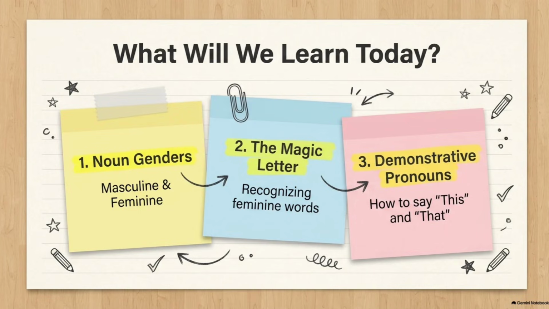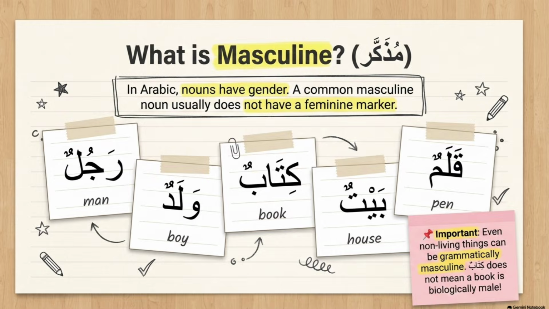So, here is exactly what we're going to cover today. First, noun genders, really understanding the difference between masculine and feminine words. Second, we'll learn how to instantly spot feminine words using what I like to call the magic letter. And third, demonstrative pronouns, learning exactly how to say this and that correctly.